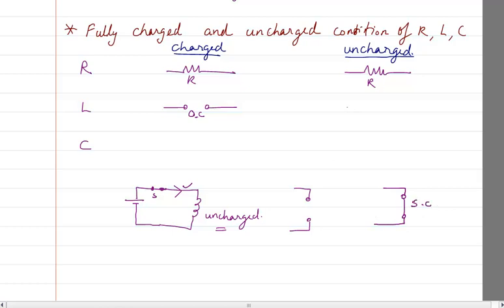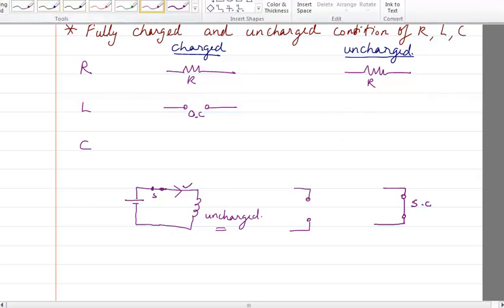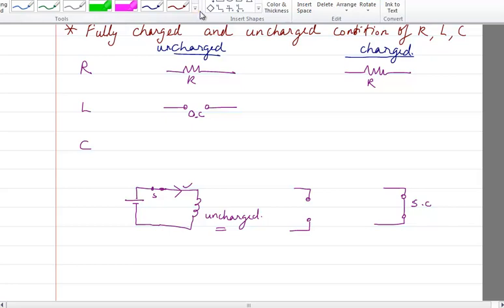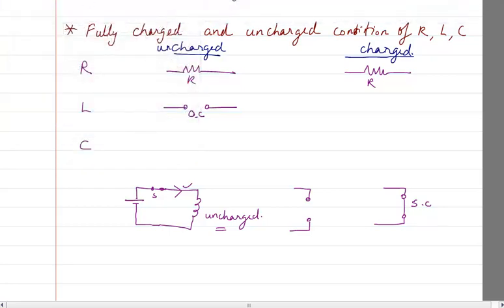Oh sorry, I wrote here charged and uncharged opposite. Sorry. So I should have written here uncharged and charged. This is uncharged and this is charged. Okay. So when this is completely charged, the inductor starts behaving like a short circuit.